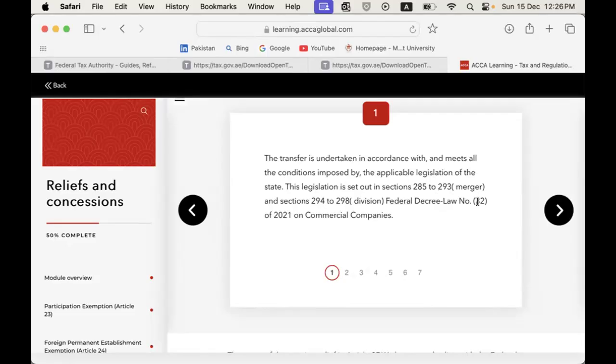This Federal Law Number 32 of 2021 is the subsequent or latest version of, if you remember, Federal Law Number 2 of 2015. That was the commercial companies law. So this is the latest commercial companies law issued in 2021.